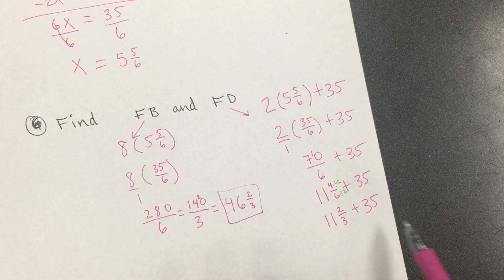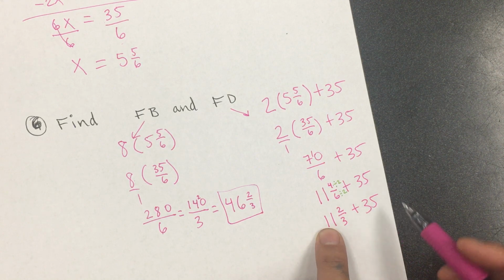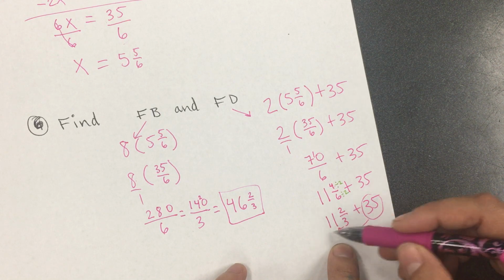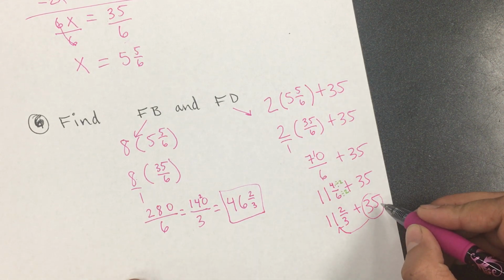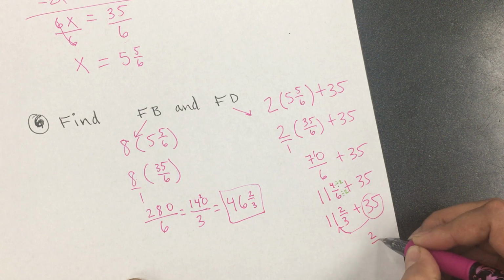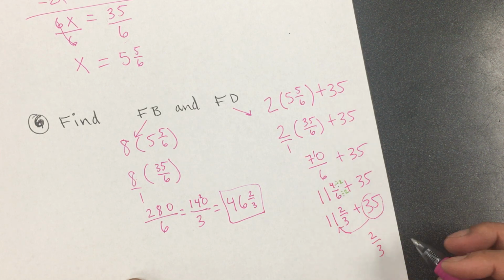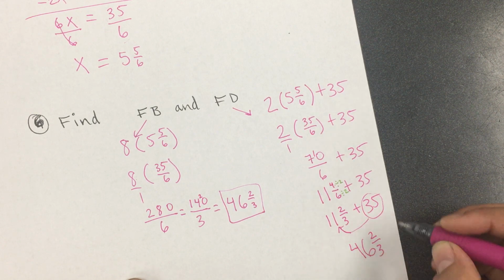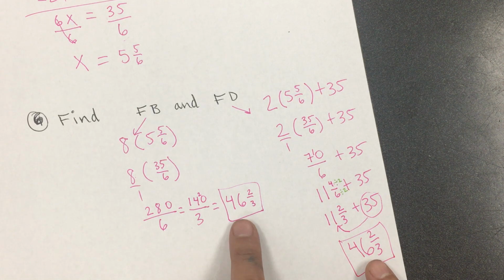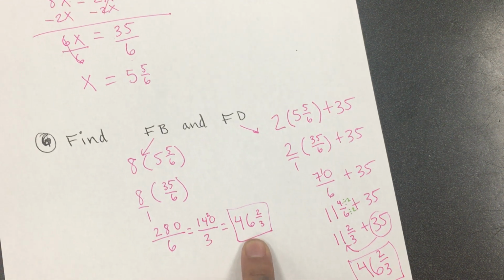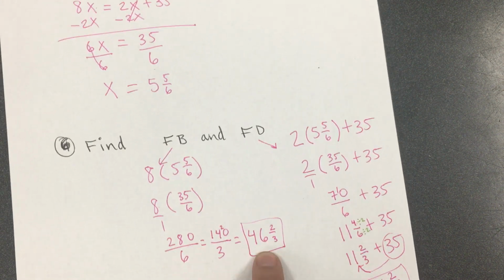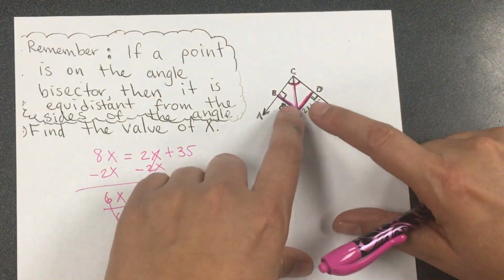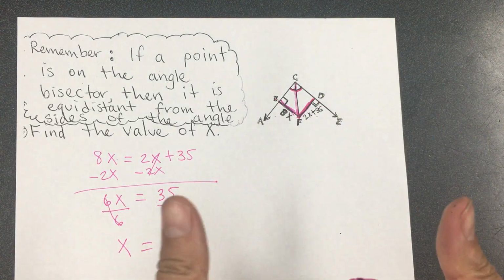Plus 35. Since we have a fraction and a whole number, you can just add the whole number to the whole part of that mixed number. So you just bring down the 2/3. 11 plus 35 is 46. So you can see that you get the same measurement for both FB and FD. Okay, same measurement. That means that they are equidistant, so yay.